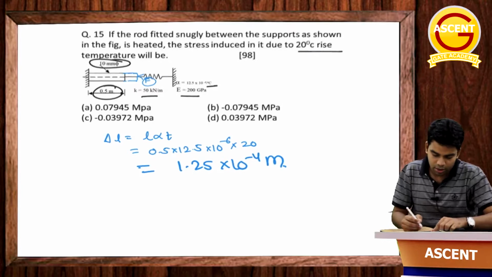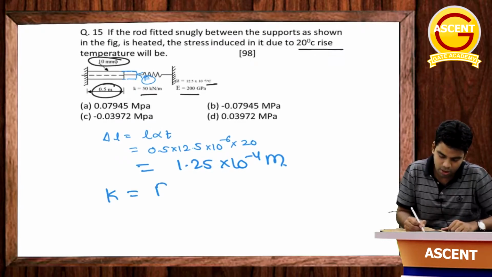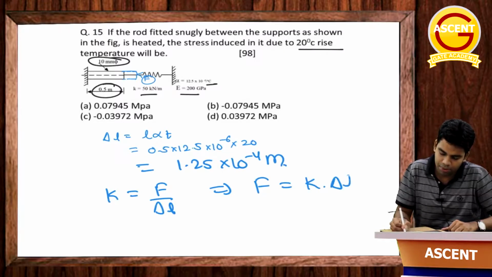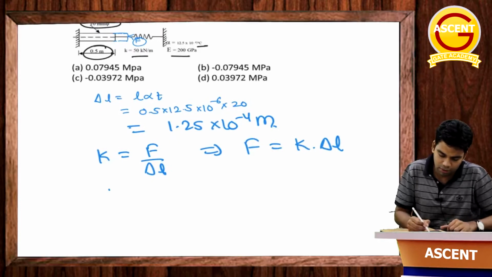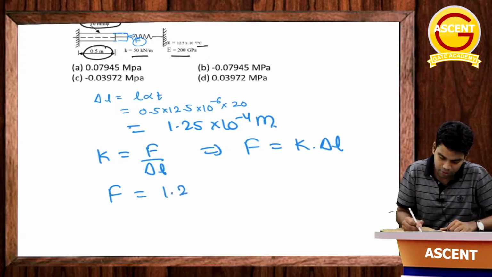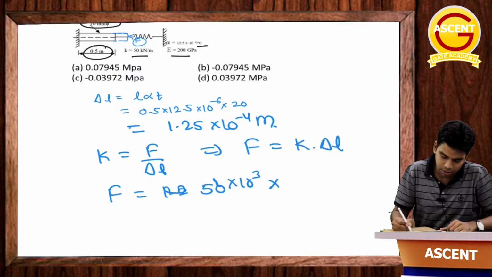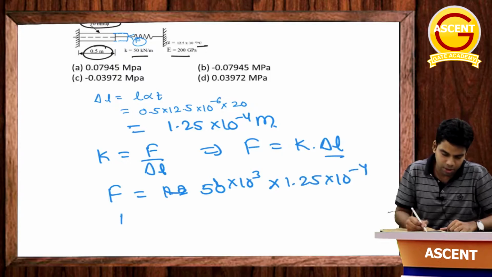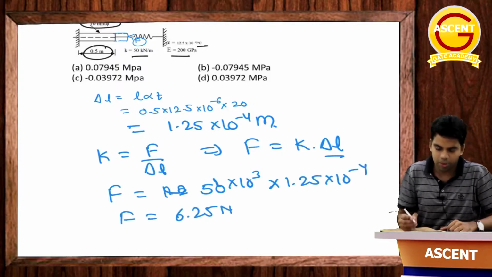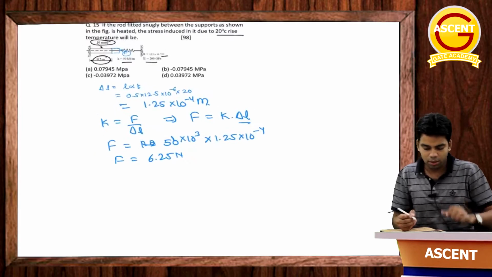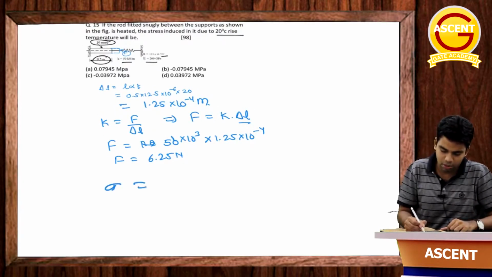Now we know that the spring constant K is equal to force per unit deflection. Or you can say total force is equal to K into del L. Now the value of K is given, so we can calculate the value of force. K is given as 50 kilonewton per meter. Kilonewton per meter means into 10³, into del L, which is 1.25 into 10⁻⁴. Getting this? So from here this force will be equal to 6.25 Newton. Now once you have determined the value of this force, it is easy to determine stress. Stress is equal to force per unit area.